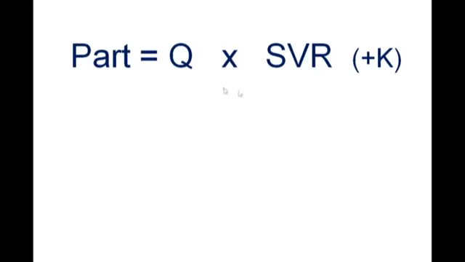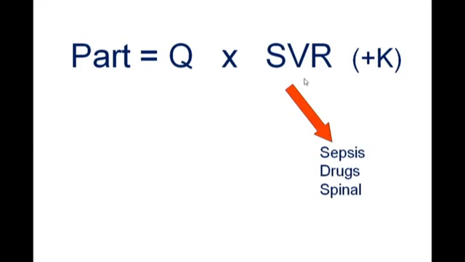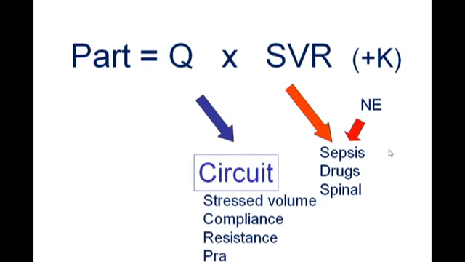So just to finish off, arterial pressure is flow times resistance. Causes of a low resistance: sepsis, drugs, spinal injury, those are the big three. And you could treat those with drugs that affect resistance. On the cardiac output side, you have circuit problems, which is mainly the stressed volume. You fix that with volume, but norepinephrine can also recruit some unstressed volume into stressed volume and help you.